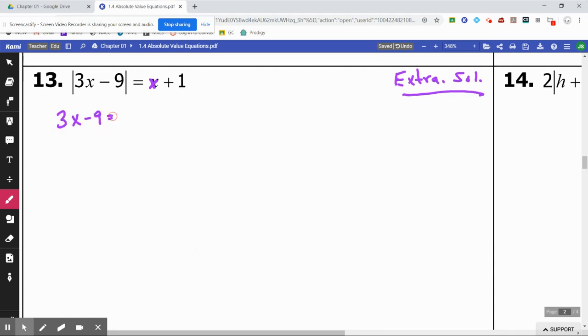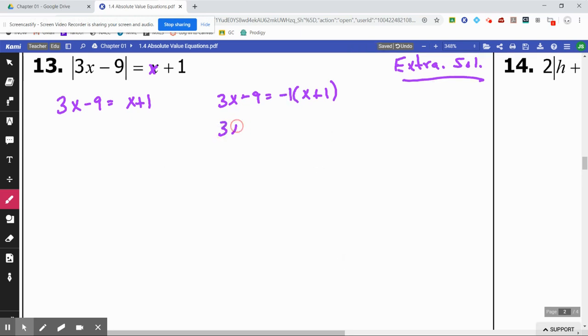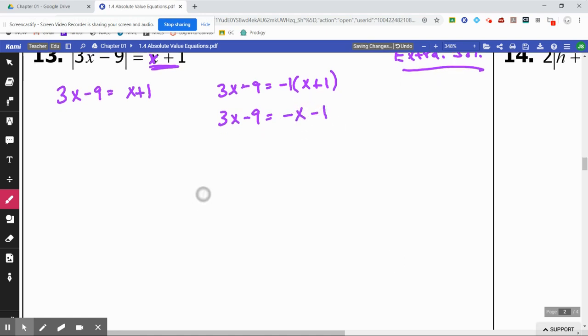3x minus 9 is isolated, so we're going to split it. So we're going to do 3x minus 9 equals x plus 1, or 3x minus 9 equals the negative of x plus 1. Now I'm going to put it in parentheses just to show you. You've got to do the negative of the whole side. So when you do that, you're kind of distributing negative 1. Another way you can do it is just change both of these. So negative x minus 1. The negative changes them both.